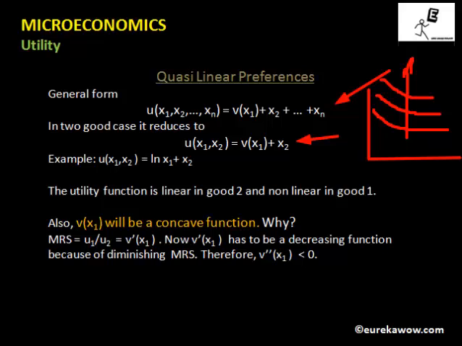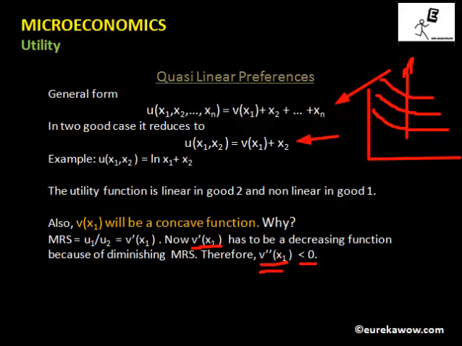Now V'(x1) has to be a decreasing function because of the diminishing marginal rate of substitution that we make as an assumption. Since V'(x1) is a decreasing function, the derivative of V'(x1) will be less than 0. The derivative of V'(x1) is V''(x1), and it is less than 0.